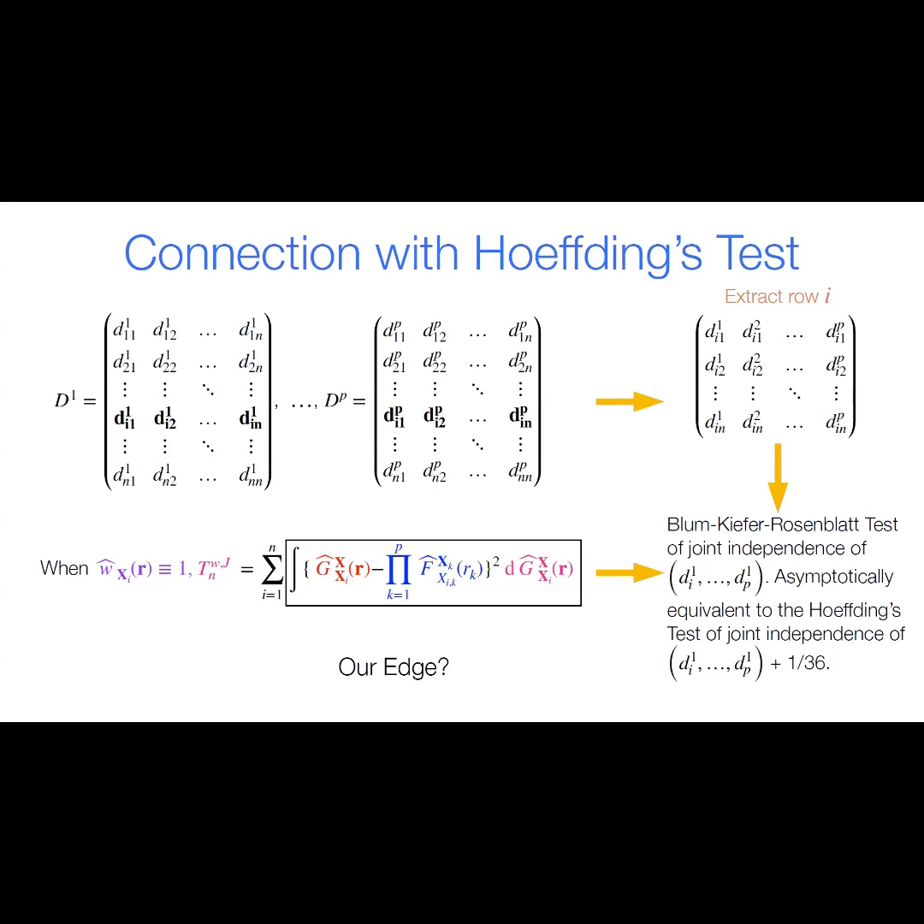So this BKR test evaluated on the distances of the ith data point to everybody is what you have on the inside, and then you sum this for every data point to get the test. So here what we are doing is applying Hoeffding's test to the different distances for every data point and then aggregating over all the possible data points with different weights.